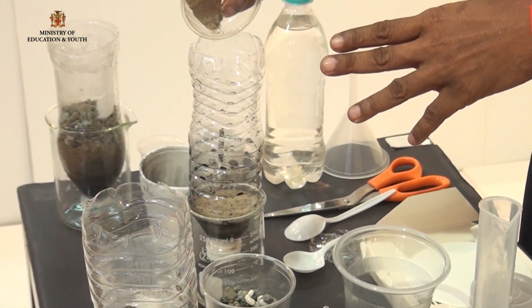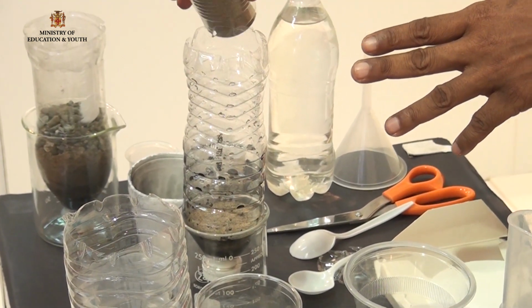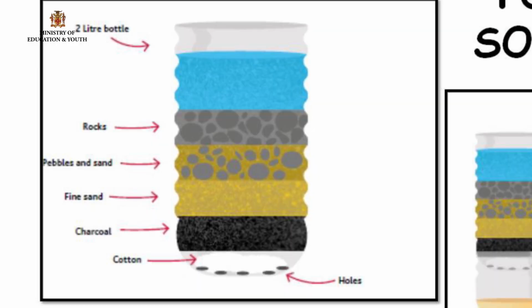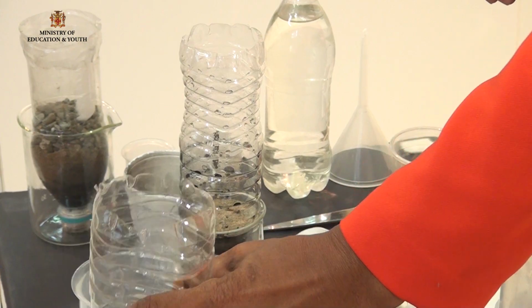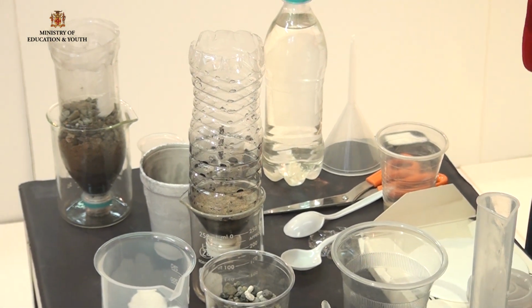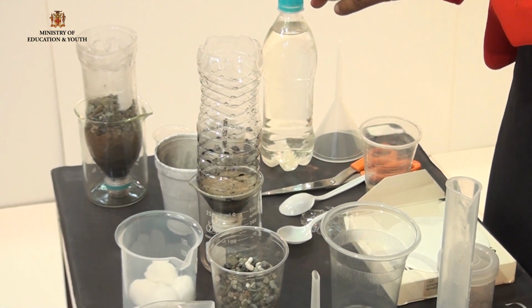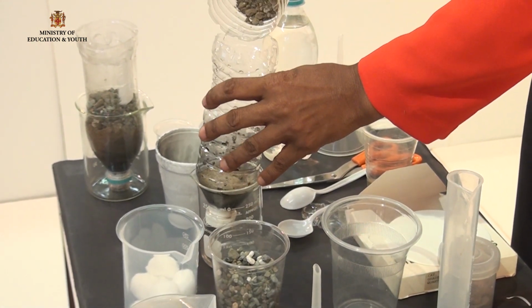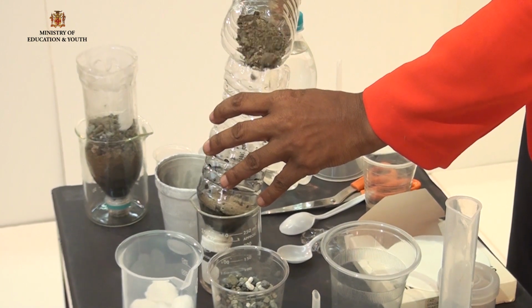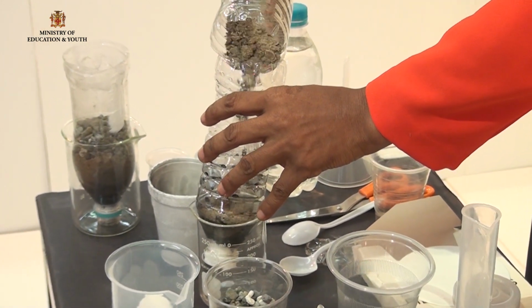And now we want to add another layer. What should we add next? Well, certainly if we're increasing in particle size, we can consider adding some coarse sand. So I'm just going to transfer some coarse sand from this device that we made before. So we'll add our coarse sand on top of our fine sand.